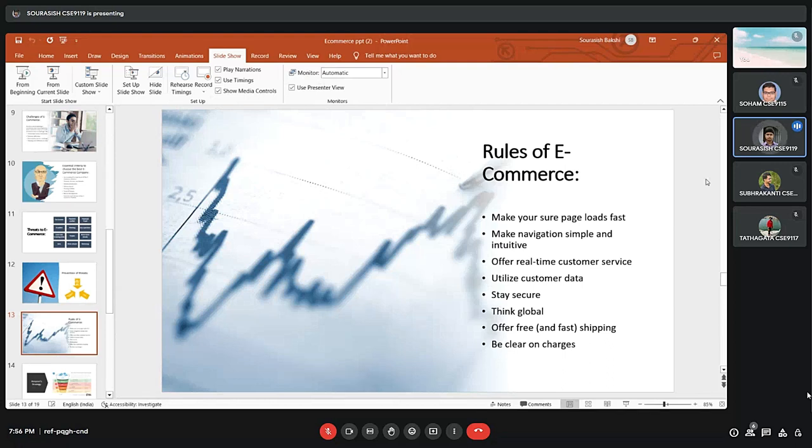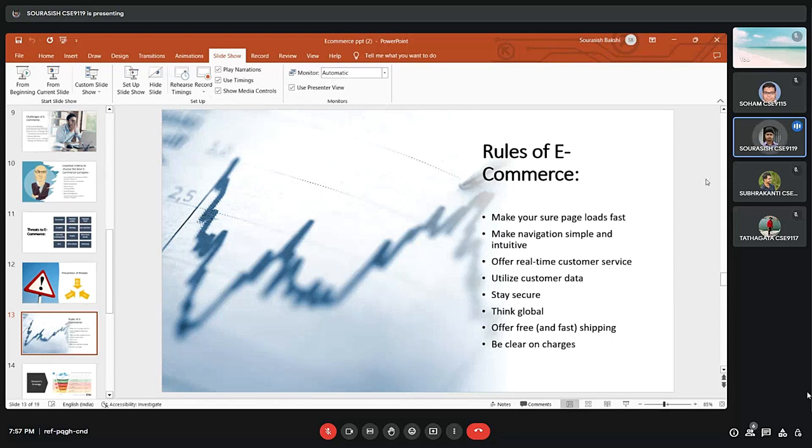Now every e-commerce company's website will have lots of photos and videos, so your server must be good enough to handle all this, because if the website takes a lot of time to load, it will have a negative impact on the customer, and obviously one doesn't want that. Then there is real-time customer service, which not all companies offer, but it is becoming mainstream by the day.